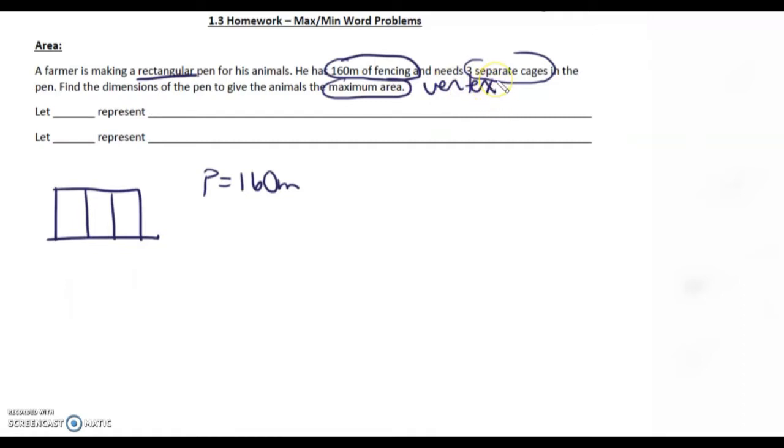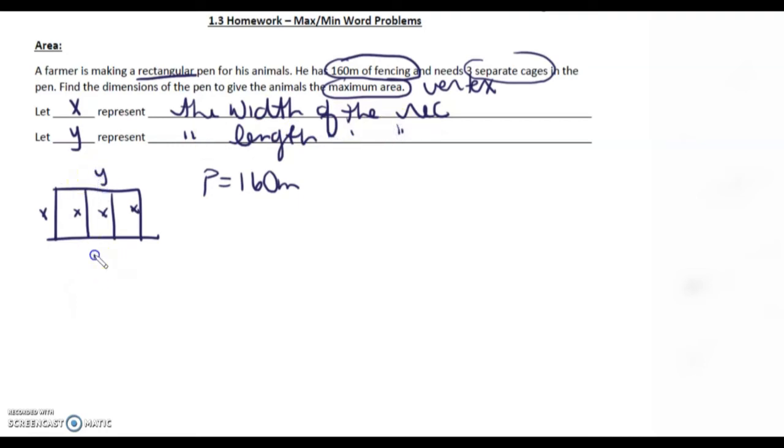Okay, so in these types of questions, you need 2 things. You need an equation for the perimeter and an equation for the area. So I'm going to use x and y, and x is going to be the width. This is going to represent the width of the rectangle. Okay, and y is going to represent the length of the rectangle. Okay, so y and y.